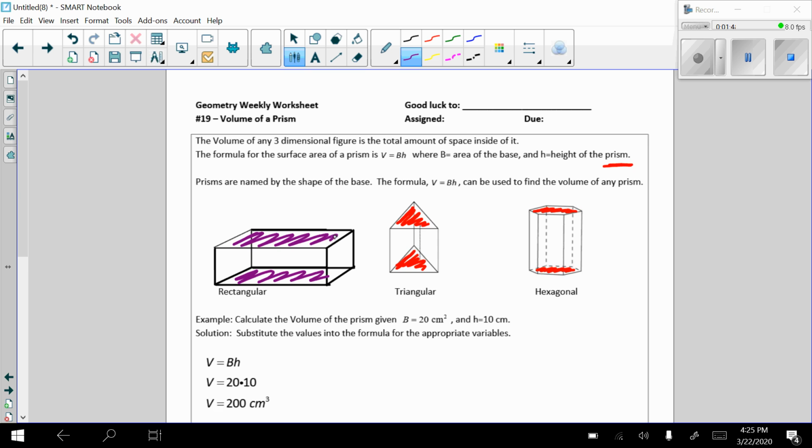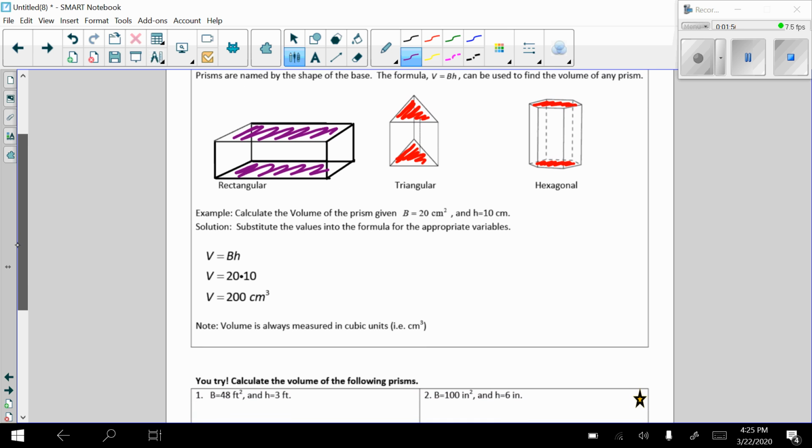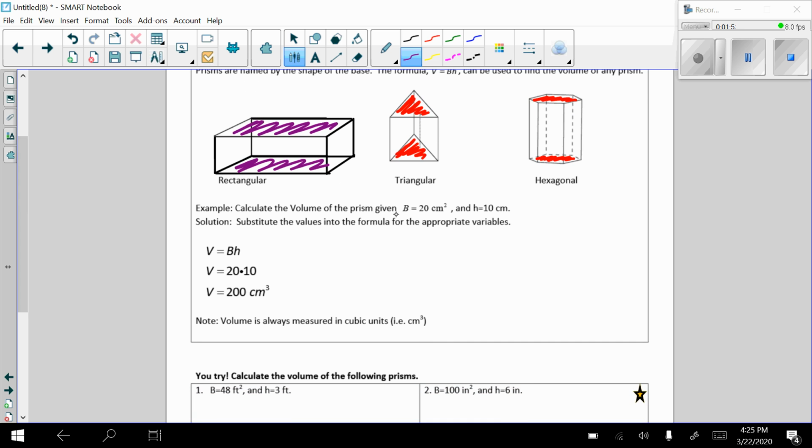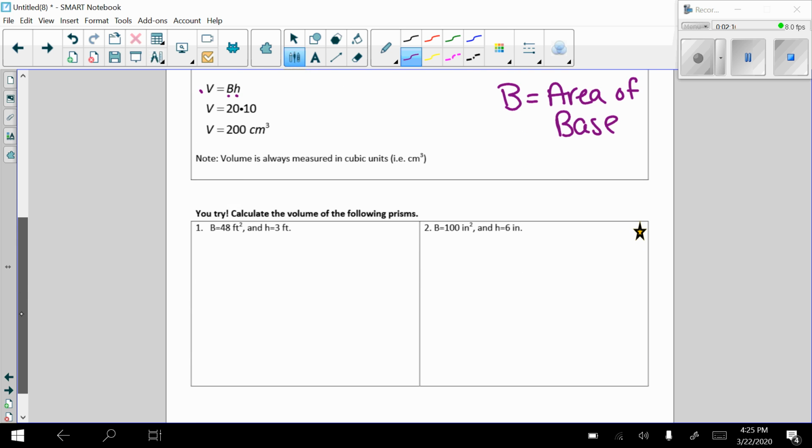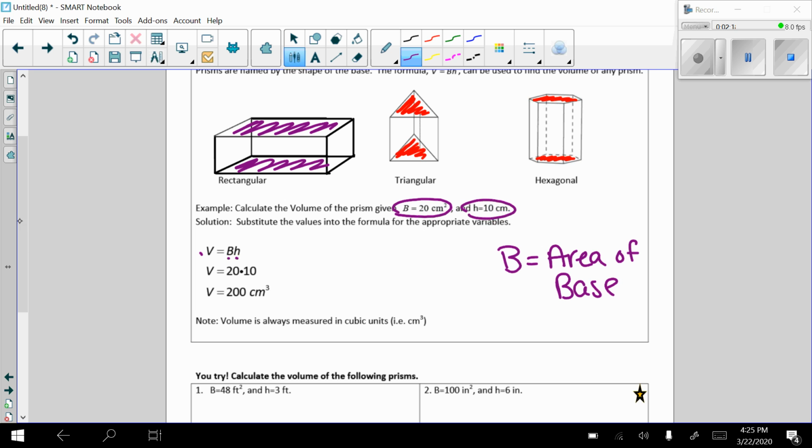What we're going to talk about right now is how to find the volume of a prism when you've been given the area of the base, which is represented by capital B, and the height. The formula is very simple to follow: volume equals area of the base times the height. Pretty simple formula. So we're going to go ahead and do the second one together.